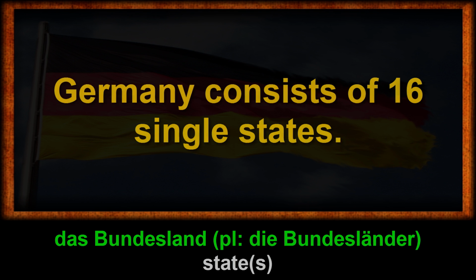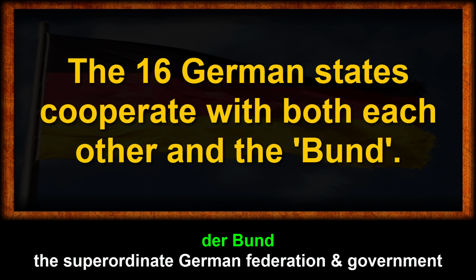No matter which of those terms you are looking at, you basically get the same message out of all. Both institutionally and culturally, Germany is not a single, unseparated unit. Germany consists of 16 single states, the so-called Bundesländer, die Bundesländer plural, das Bundesland singular. They are interlinked both with each other and with the Bund, der Bund, the federation with the superordinate administrative level on a federal basis, hence our country's official title.